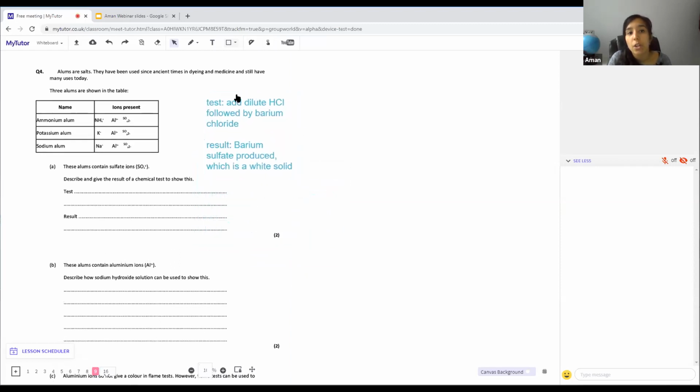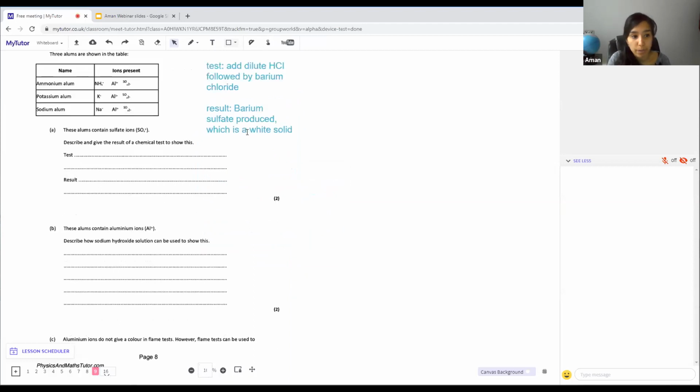The reason we add the dilute hydrochloric acid followed by barium chloride is the dilute hydrochloric acid removes carbonate ions. So we can't just test by adding barium chloride. We have to add the dilute hydrochloric acid first to remove carbonate ions.